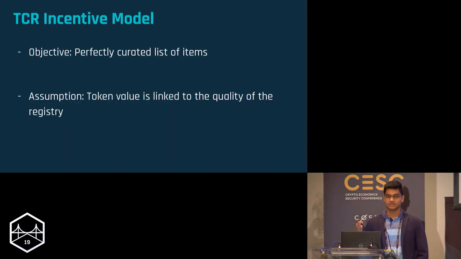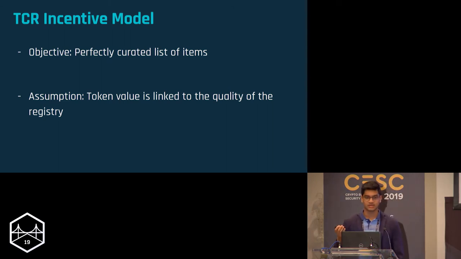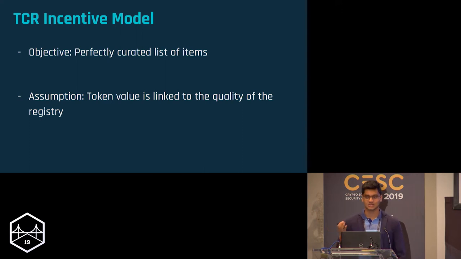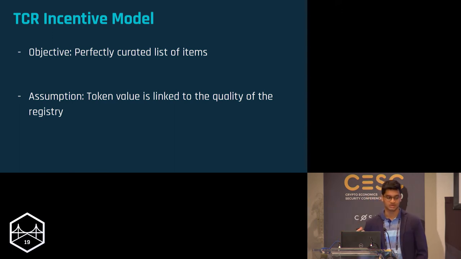And the objective of this entire TCR and its incentive model is going to be perfectly curating the list of items that it claims to curate. So for example, if the objective of the registry is top 10 restaurants in the town, then it should really curate top 10 restaurants in the town. It should be a true registry.